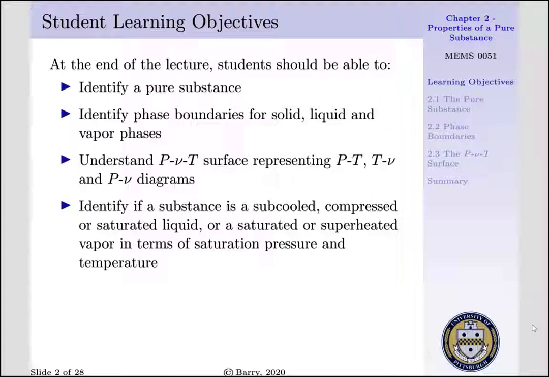And you should be able to identify if a substance is a subcooled, compressed, or saturated liquid, or a saturated or superheated vapor, in terms of your saturation pressure and temperature.